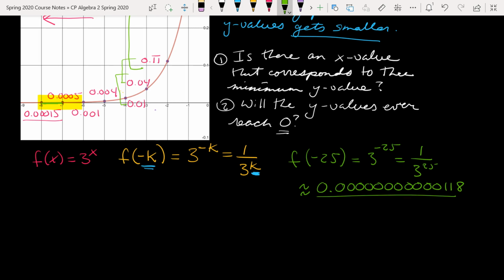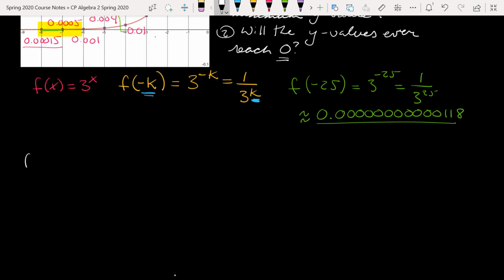In fact, consider the case f of negative 200. Just to make a point here, this ends up being 1 over 3 to the 200th power. Well, 3 to the 200th is an incredibly large number, but let's estimate this as a decimal.